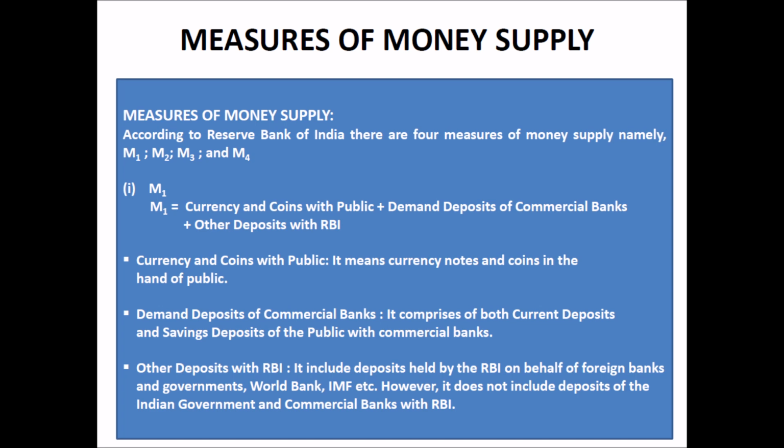And this is the first part. In the second part, it is clearly written that it does not include deposits of the Indian government and commercial banks with RBI. So it will not include deposits made by the Indian government, be it the central government or the state governments, and commercial banks which are functioning within India.